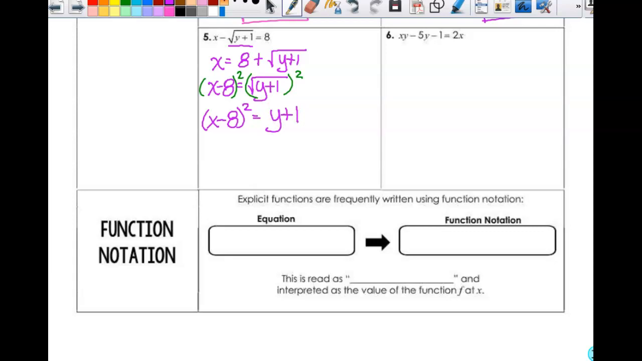Then, what would I do next? Subtract the 1. So I get x minus 8 squared minus 1 equals y. So does that become x minus 7 squared? No, you know better than that. And I don't even have to square the x minus 8.